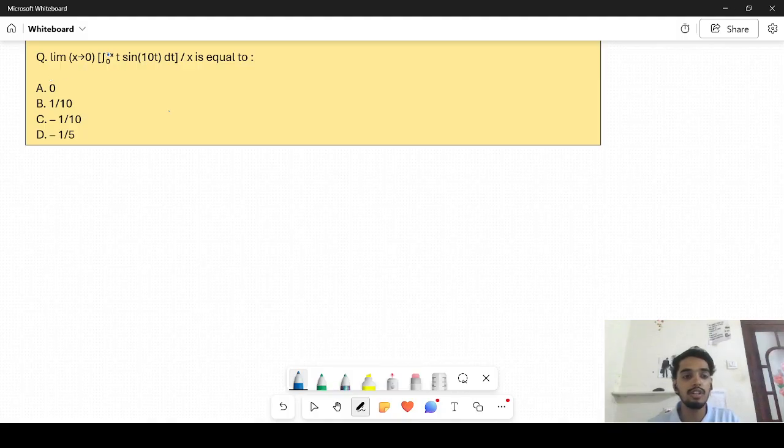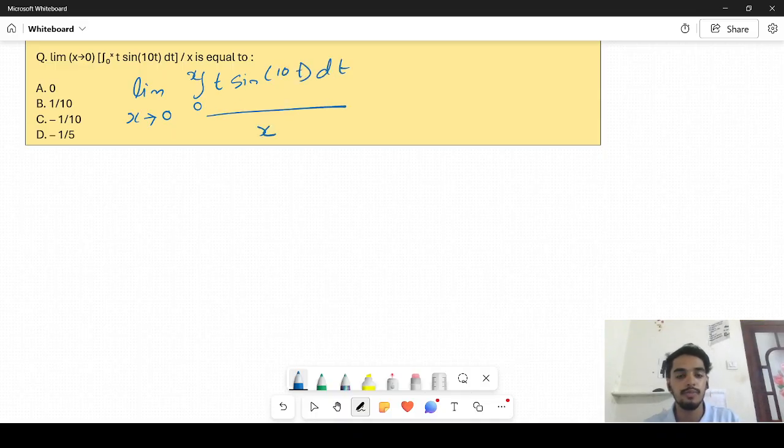Limit x tending to 0, integral 0 to x of t sin 10t dt, divided by x. Okay, I will write the question here. I rewrite the question: limit x tending to 0, integral 0 to x t sin 10t dt divided by x.